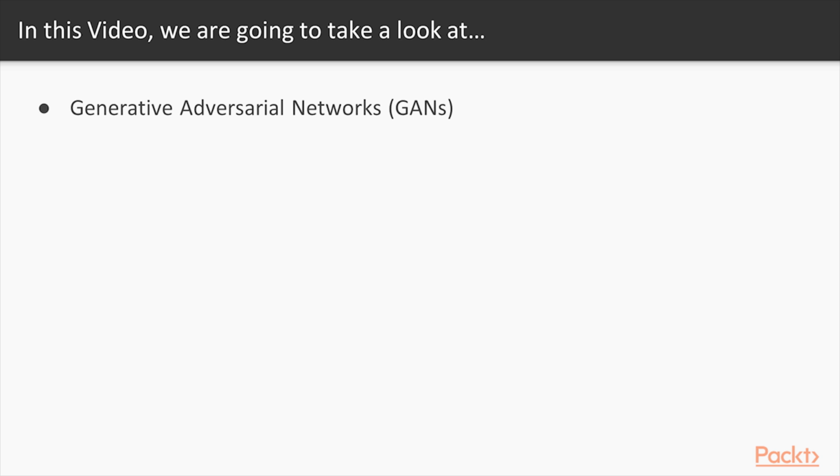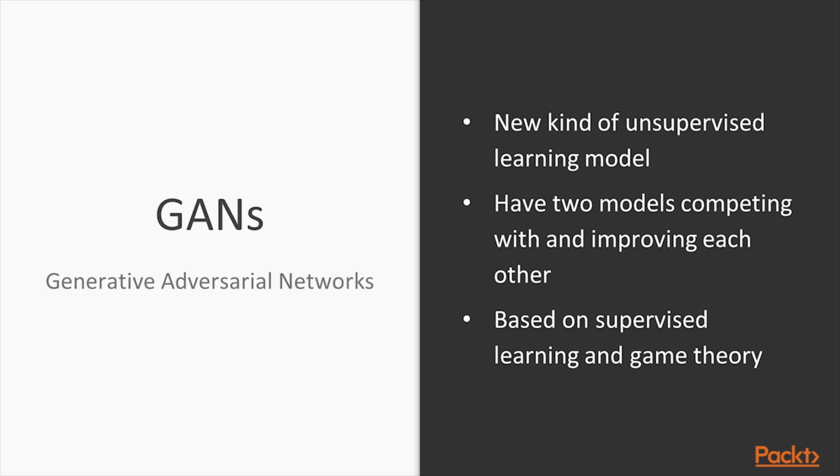In this video, we are going to learn about generative adversarial networks. GAN stands for Generative Adversarial Networks. They are a new kind of unsupervised learning model, one of the very few disrupting models of the last decade. They have two models competing with and improving each other throughout the iterations.